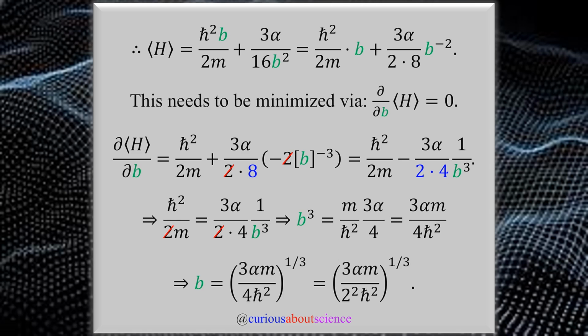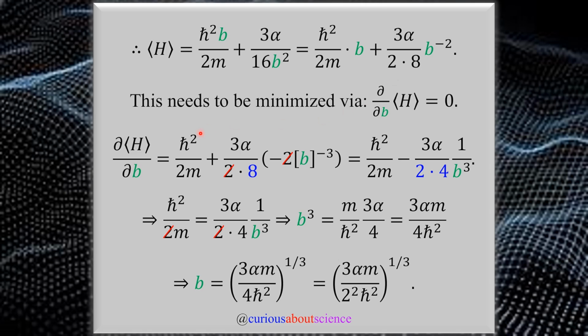Oh, excuse me. So, rewriting our Hamiltonian in an algebraically friendly manner, we get this expression here: h bar squared over 2m times b plus 3 alpha over 2 times 8b to the negative 2. Although it's 16 here, we know we're going to have cancellations soon because of the derivative. So writing it in this kind of pre-factored form is just a hindsight type deal because we know we're going to end up canceling them.